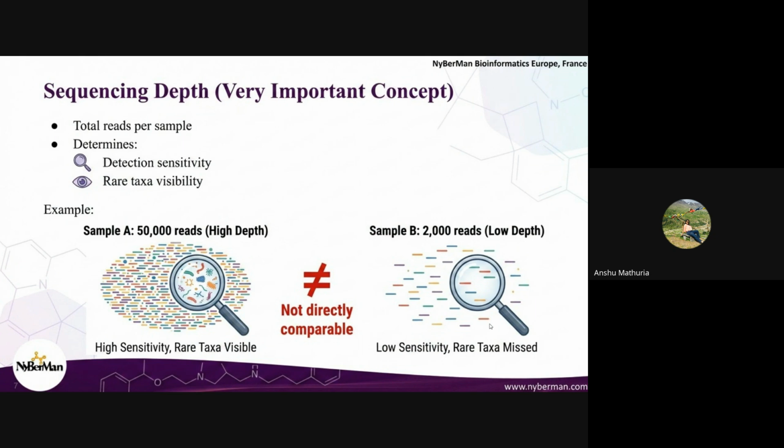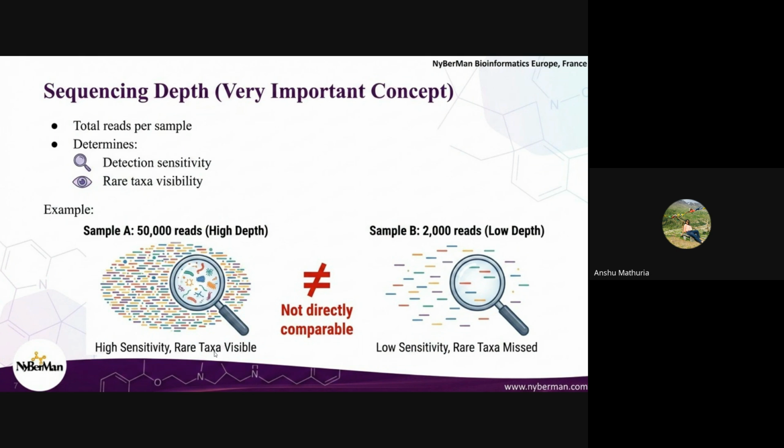So here you can identify the major, overall prominent taxa, not the very rare ones at the low level. That is what depends on depth, high depth and low depth.